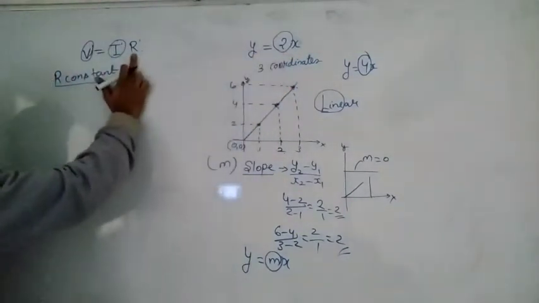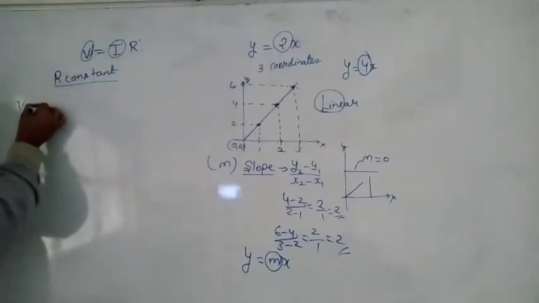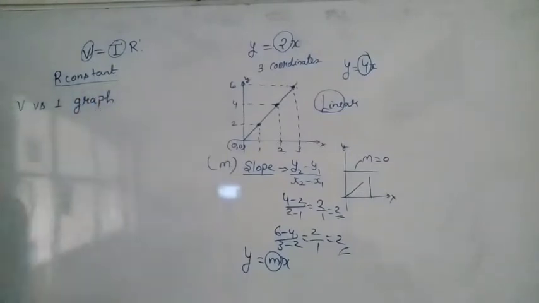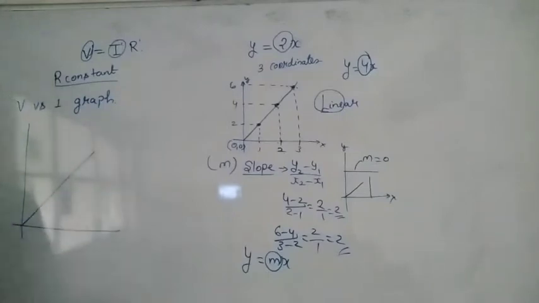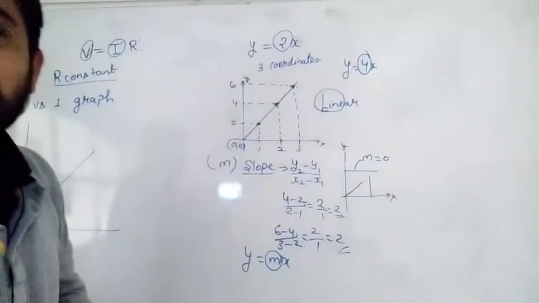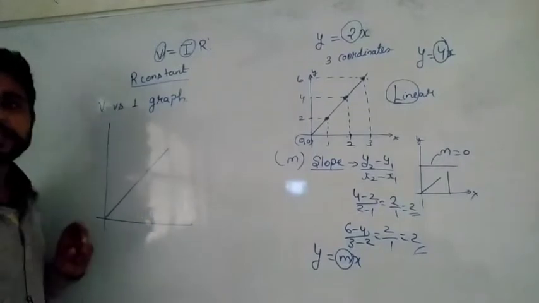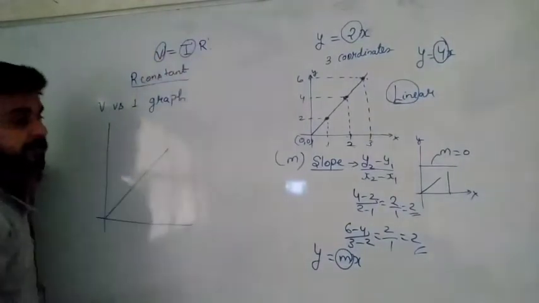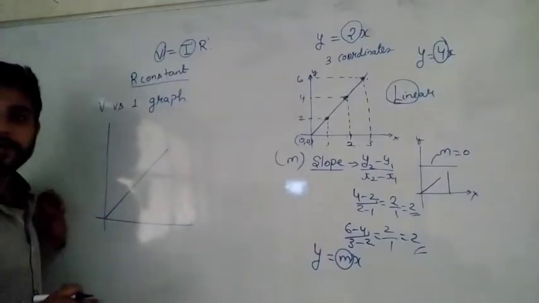Sir, R. So if we plot the graph V versus I, if we plot the graph between V and I, what do we get? Sir, we will get a linear graph. Why a linear graph only? Because sir, this equation is linear. If you want, you can plot the graph by putting some values, beta. But yes, we can directly draw this graph because we know that V is equal to IR is our linear equation, and if we plot the graph, we'll get a linear line only.